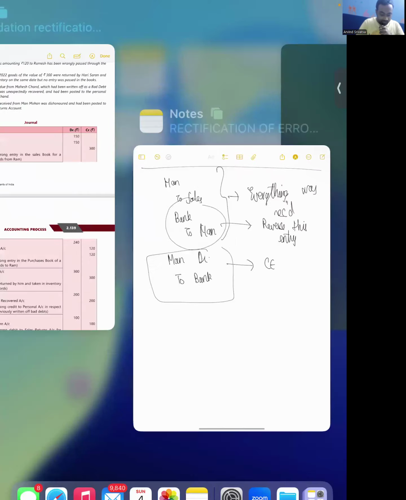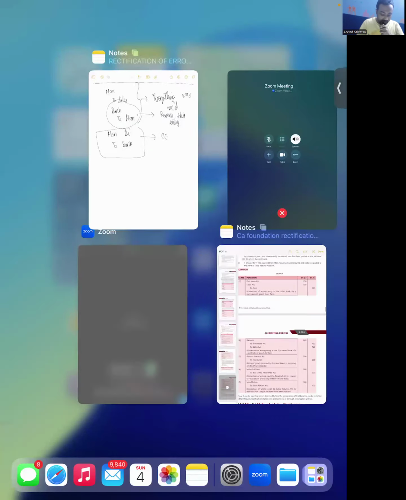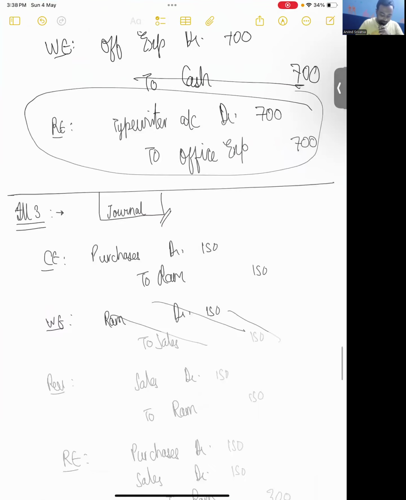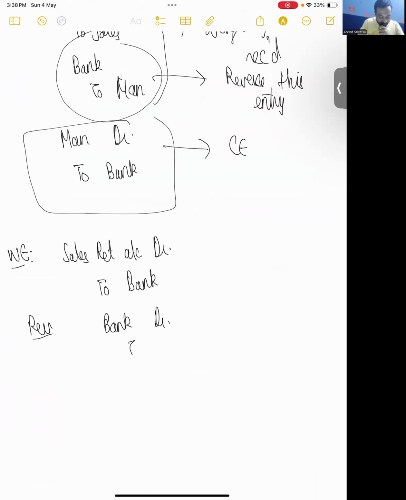Okay. Let us see what they have posted, sir. They have posted to the debit of sales return account. So what they have done is a wrong entry, sir. They have taken sales return account debit to bank, or return inward, anything you can use, guys. That's fine. Reverse this, sir. Reversal: bank debit to sales return.